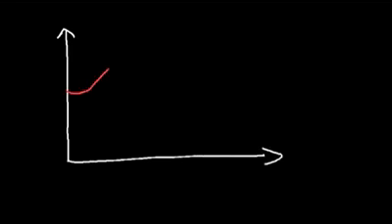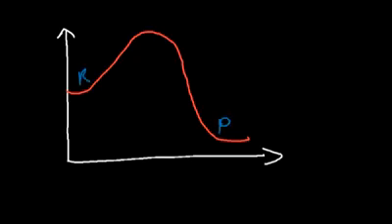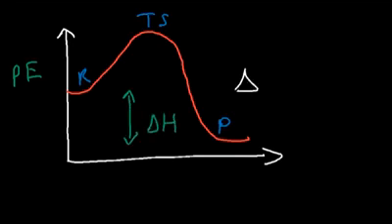Consider this one. So notice that the energy of the products is lower than that of the reactants. Therefore, energy was released since the potential energy of the system decreased. So delta H, the enthalpy of this reaction, is negative. So this represents an exothermic reaction.